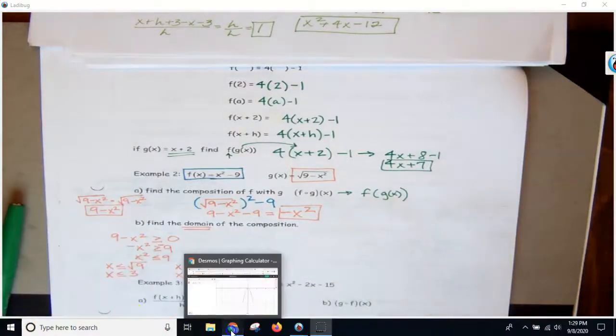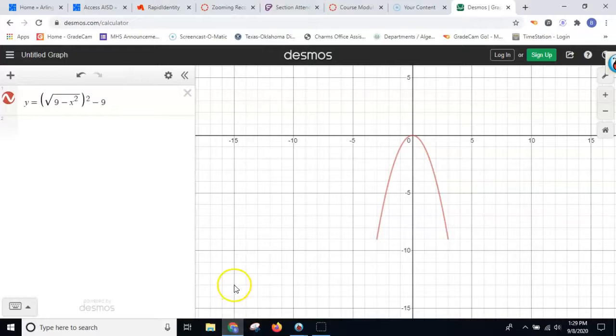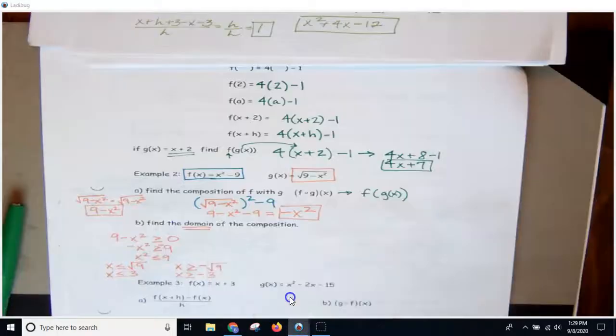And here you can see that, and I'll just show you. On here, you can see I've graphed it on Desmos, and you can see it goes from negative 3 to positive 3. Here is my function, and you can see the domain. The lowest is negative 3. The highest is positive 3. So that's one way you can also check your answers.